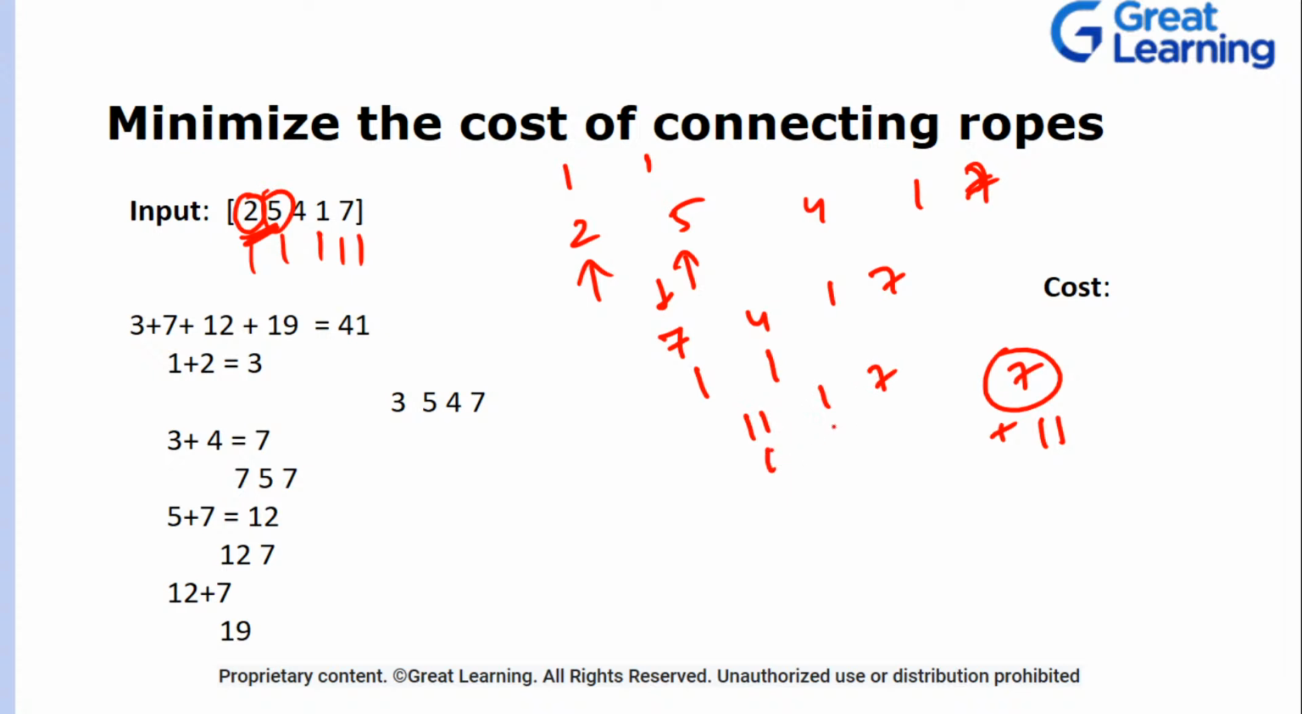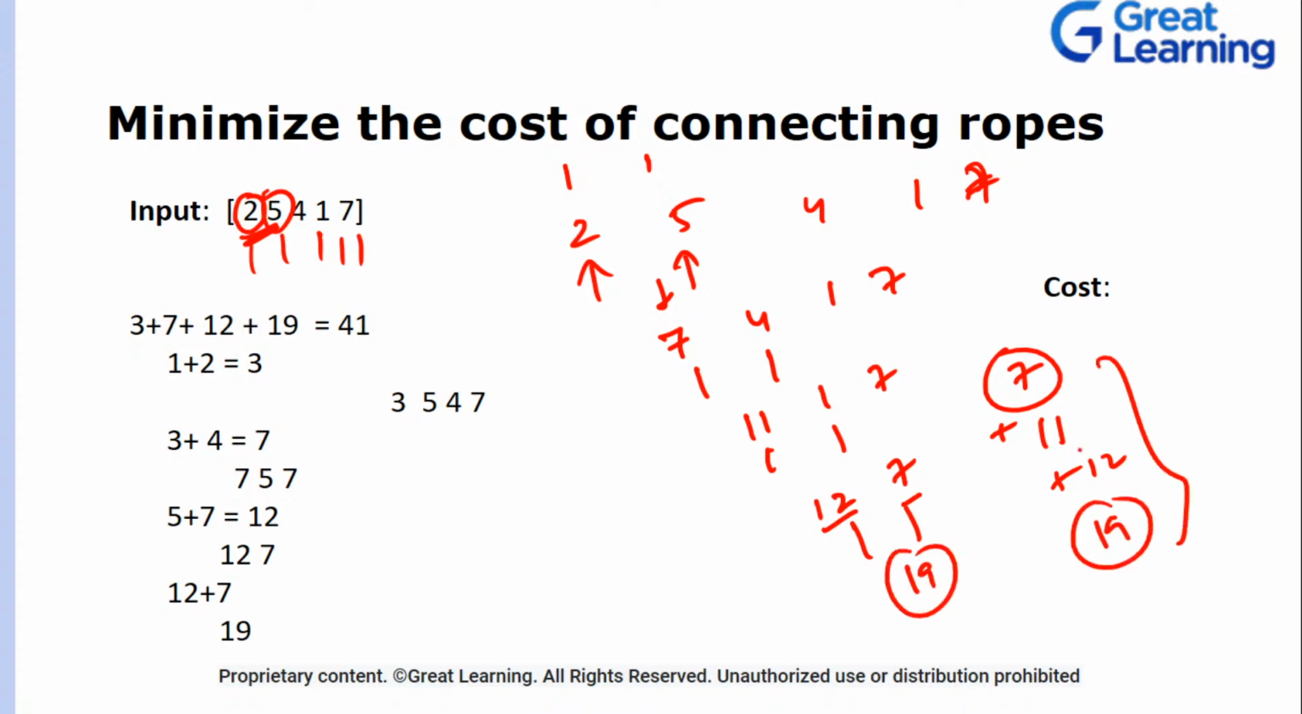I'll be adding this unit and this unit, so the cost will be 12, and then you have this unit. Then I will be adding this unit and this unit, so the cost will add up here. Then I am adding this unit and this unit, so the total will be 19, and I'll be adding this to the total cost. So if you observe, the total cost over here is 11 plus 19 is 30, then you have 12, then you have 7, so that means 49.